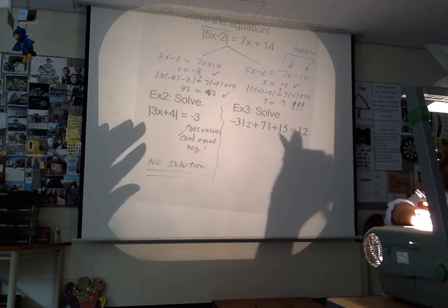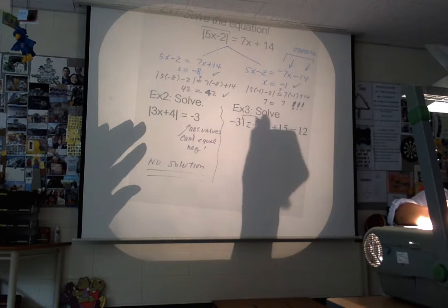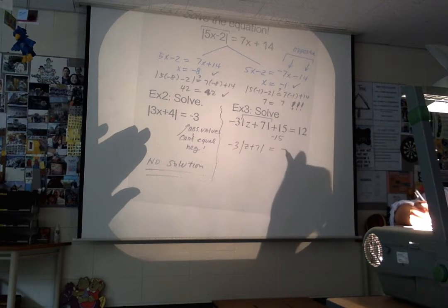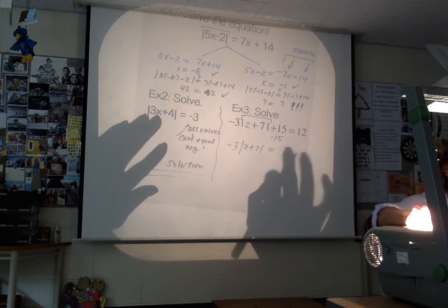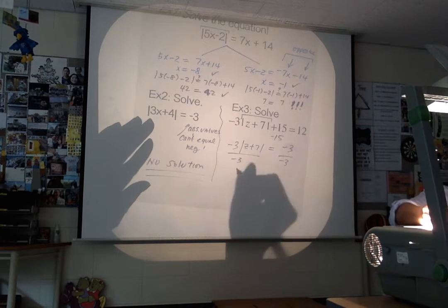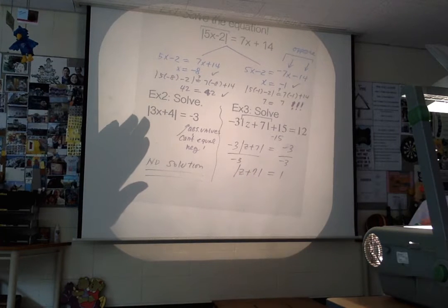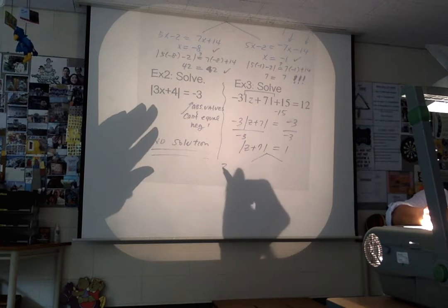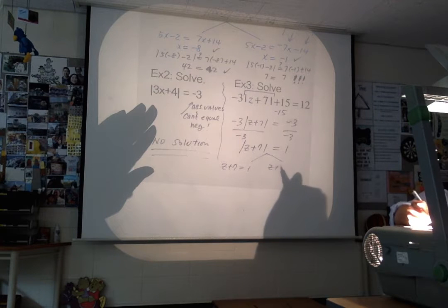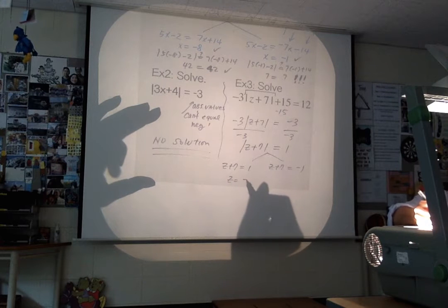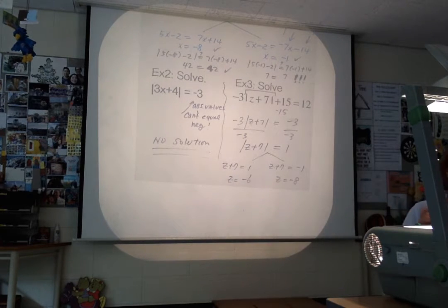How about here? You know you have to get rid of the 15 first because you have to get this sucker by itself, right? All right, so you go negative 3 absolute value of z plus 7 is equal to positive 27. Oh, I'm so sorry, negative 3. What am I doing? Okay, negative 3, and you divide by negative 3, absolute value of z plus 7 is equal to positive 1. And now you separate, because it's all alone. z plus 7 could equal positive 1, but z plus 7 could also equal negative 1, because remember, it's distance. There are two different directions. So z equals negative 6, z equals negative 8, and here are your solutions.